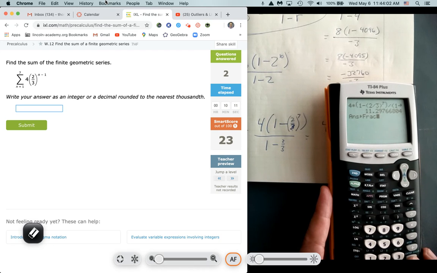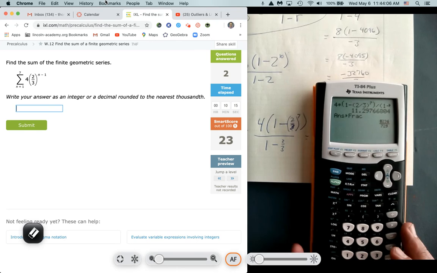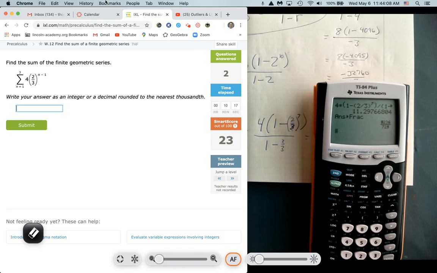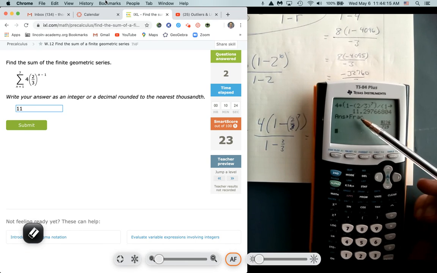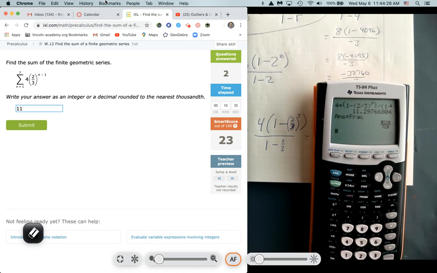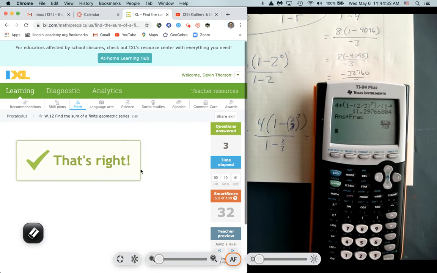Write your answer as an integer or a decimal rounded to the nearest thousandth. So it doesn't want it as a fraction. There would be your fraction. But since it wants it as a decimal, I'm just going to type in 11 to the nearest thousandth. So make sure you remember how far is thousandths. There's tenths, hundredths, thousandths. So the number to the right of the thousandths place is a 6. So that 7 is going to go up to an 8. So it'll be 11.298. We submit. And look at that.